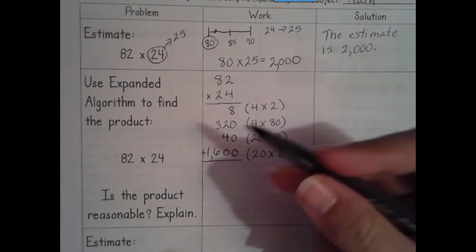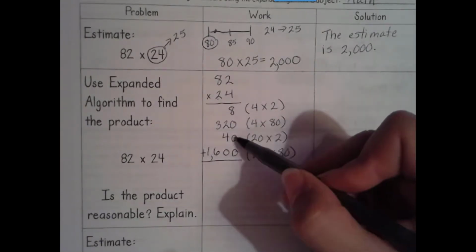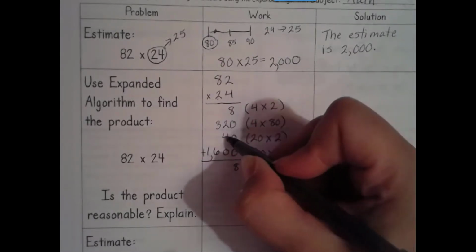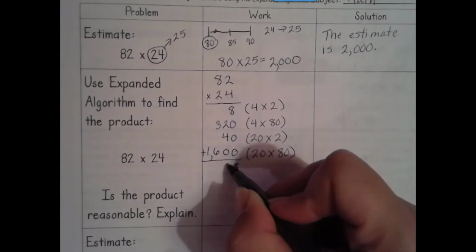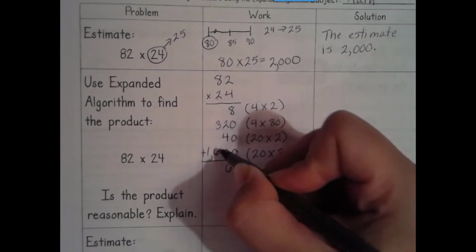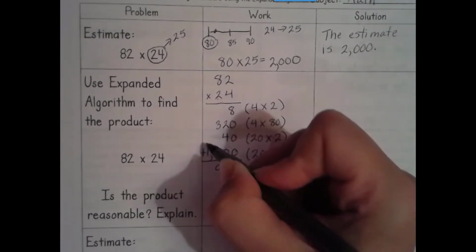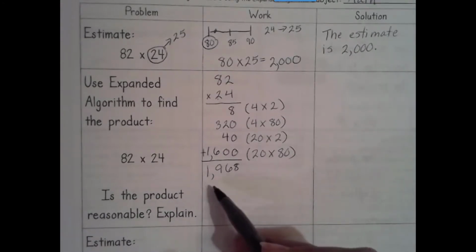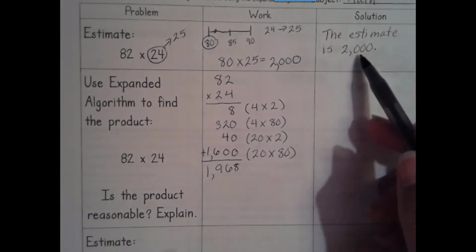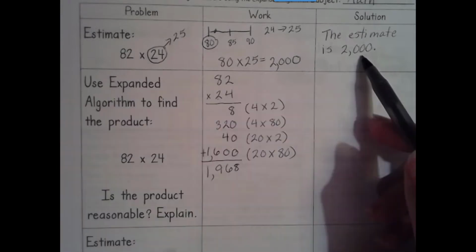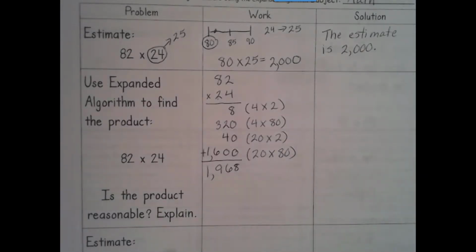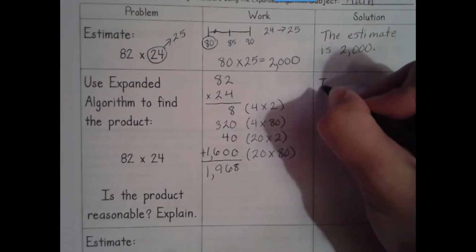Add these together. 8 plus 0 plus 0 plus 0 is 8. 2 plus 4 is 6 plus 0 is 6. 3 plus 6 is 9. And then 1. 1,968. Is that close to 2,000? Yes, it is. It is only 32 away, so this answer is reasonable.